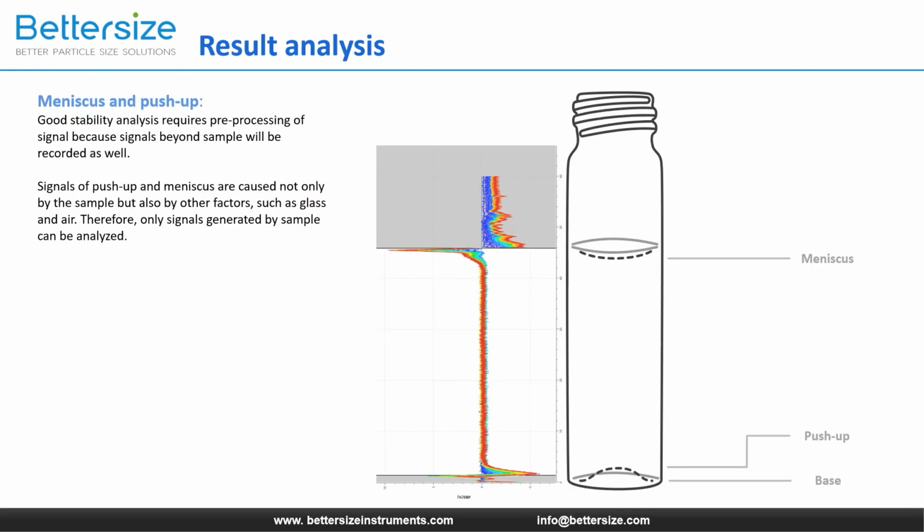When we analyze the sample, in most cases, it can be noticed that chaos signal often occur at both ends. This chaos signal is mainly caused by push-up, meniscus, and a sample cell. Therefore, it is quite important to remove these chaos signals to obtain the real signals that are related to the sample. Such signal processing can be carried out with the software.